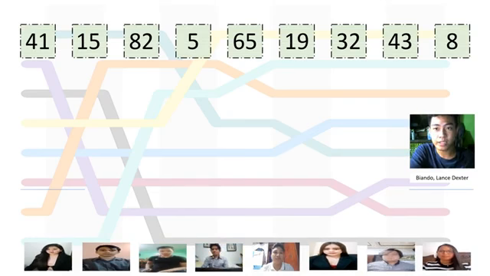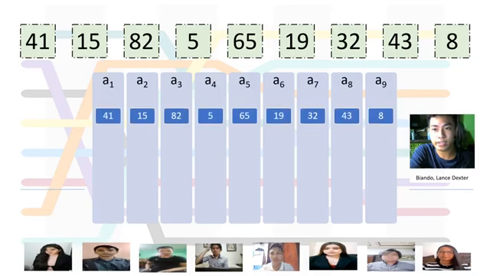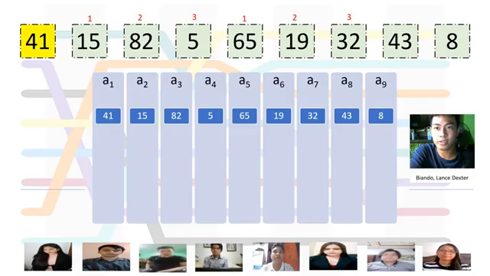These numbers are the elements of an array named A. Then A1 to A9 are the indexes inside the array. 41 is the first subset. The gap between the elements of the first subset is called the interval. So our subset is 41, 5, and 32.